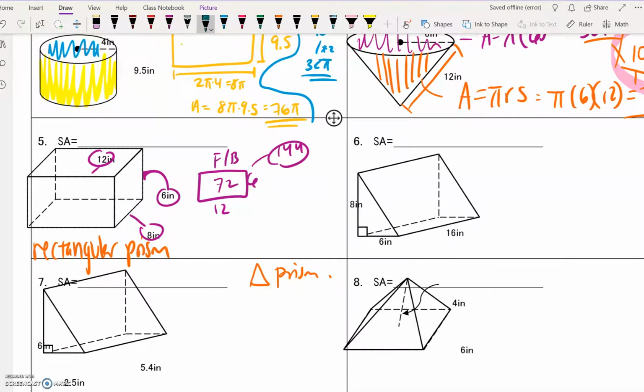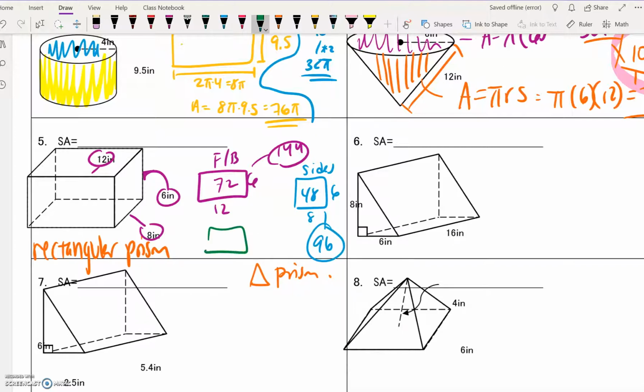and then if I double that, my total area is going to be 144. And sometimes with rectangular prisms, I just kind of don't write out all the work like I did in earlier videos. So if I do that doubled, I get 96.